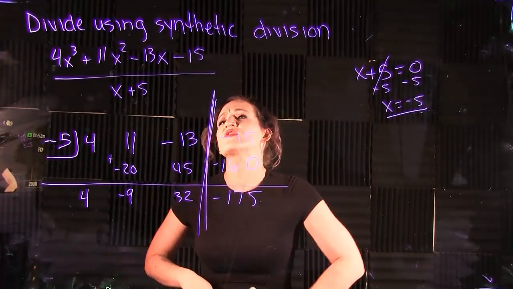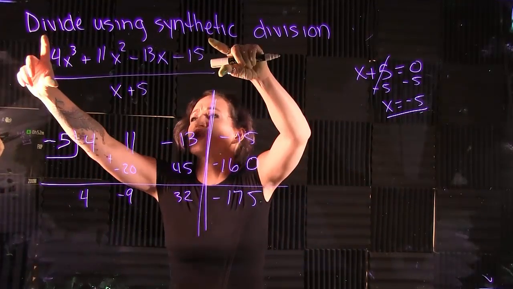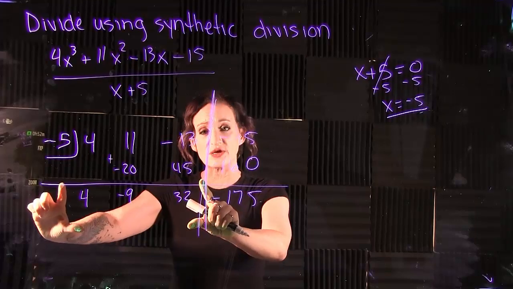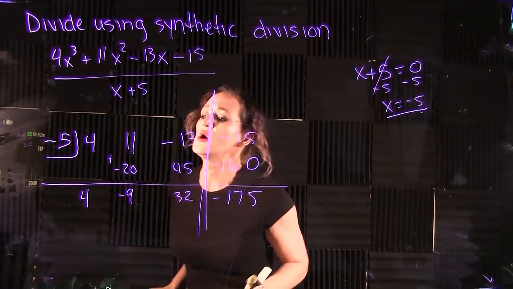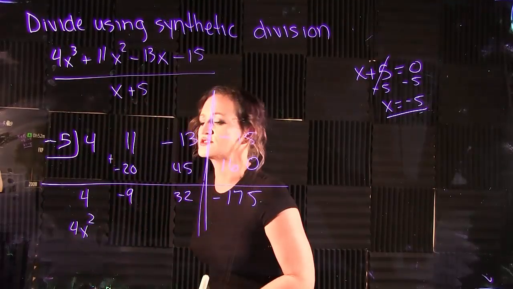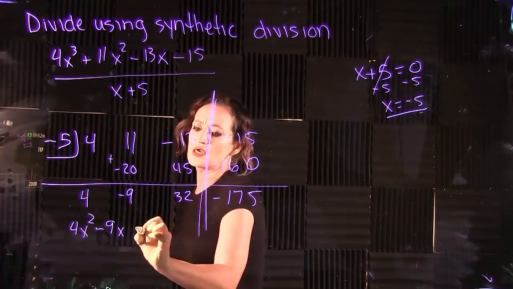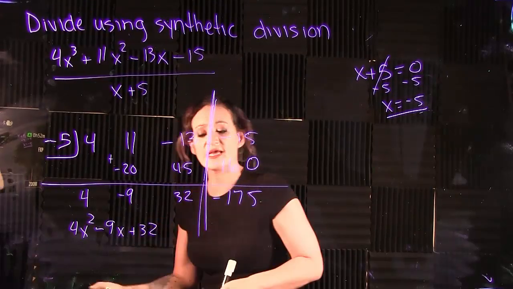Using synthetic division is always going to lower the power of your equation by 1. We started with the cubic. This answer over here is going to represent a quadratic, which means this first number over here to the left is the coefficient of our x squared term. This negative 9 is the coefficient of x to the first. This positive 32 is our constant.